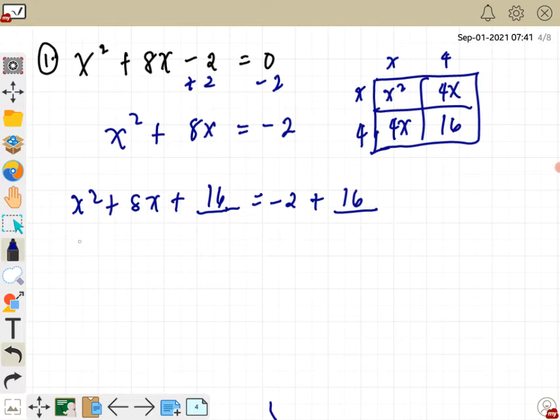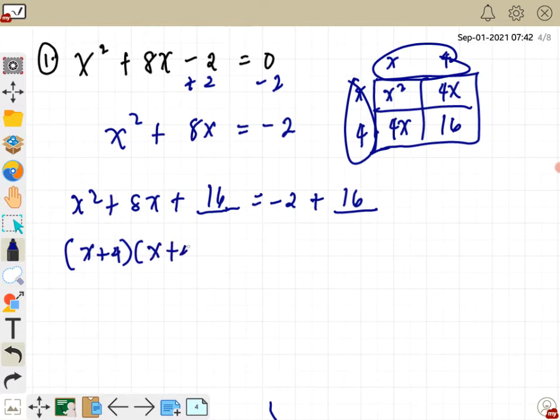So we have here, if we're going to factor x squared plus 8x plus 16, we can factor that as x plus 4 and x plus 4, and this one is positive 14. In turn, we can say that this is x plus 4 squared equals 14.